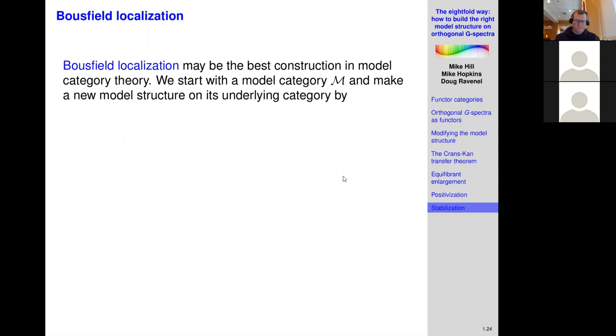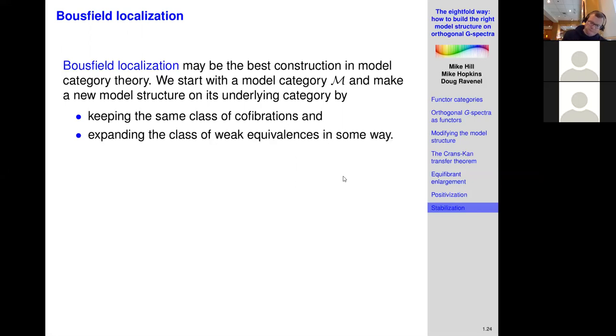We start with some model category, and we want to make a new model structure on its underlying category in the following way. We're going to keep the same cofibrations that we had before. The collection of cofibrations isn't going to change, but we're going to enlarge, to expand the class of weak equivalences in some way. We're going to allow more maps to be weak equivalences.